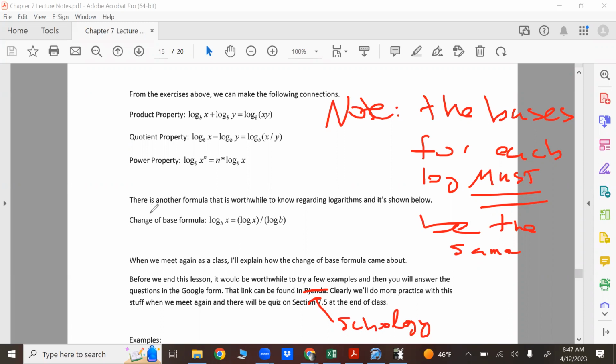Anyway, one more formula to talk about, and then we'll do some examples. The change of base formula is this. This is how people did logs before the fancy calculators came around. When I was in high school, we did have graphing calculators, but they aren't as advanced as the calculators you have now.